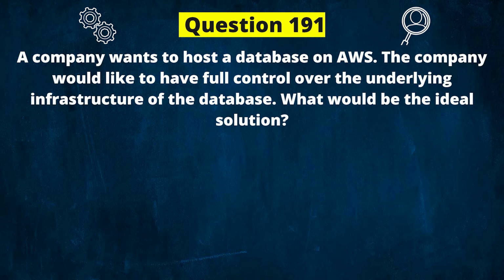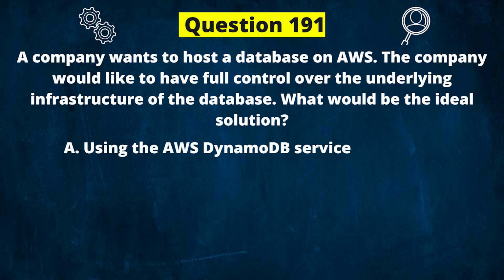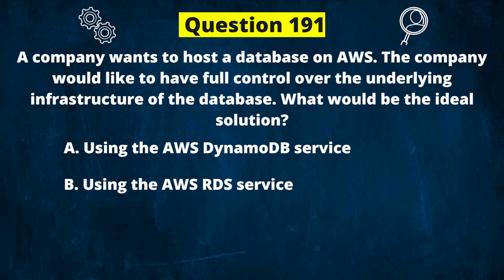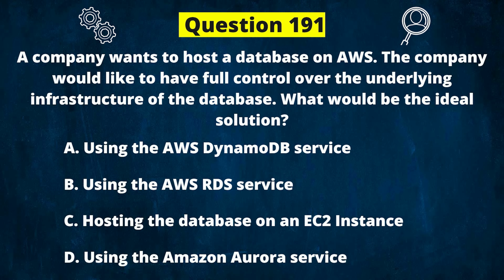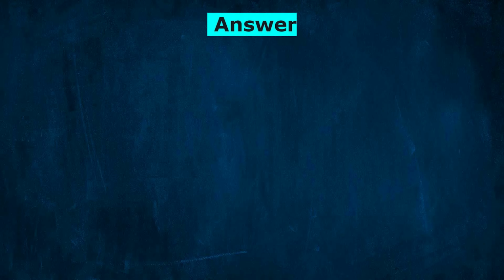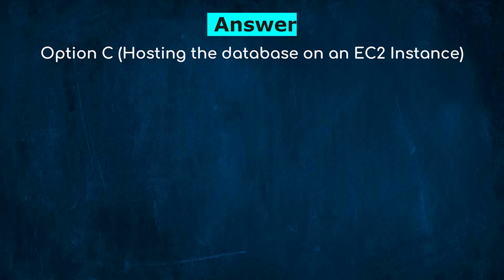Next question. A company wants to host a database on AWS. The company would like to have full control over the underlying infrastructure of the database. What would be the ideal solution? And the options are A. Using the AWS DynamoDB service. B. Using the AWS RDS service. C. Hosting the database on an EC2 instance. D. Using the Amazon Aurora service. And the correct answer is option C. Hosting the database on an EC2 instance.